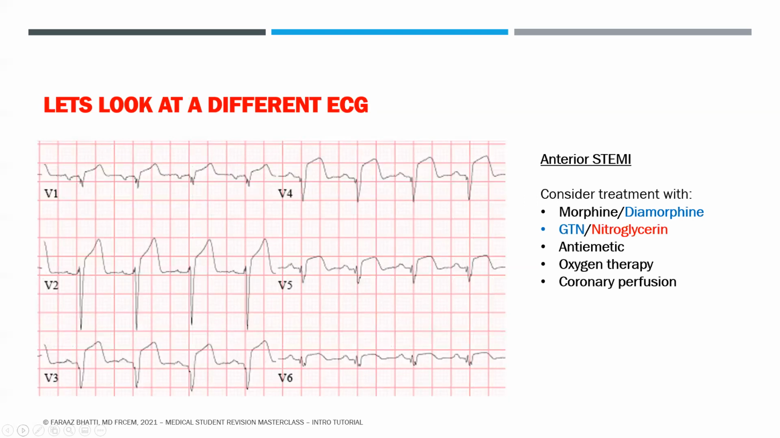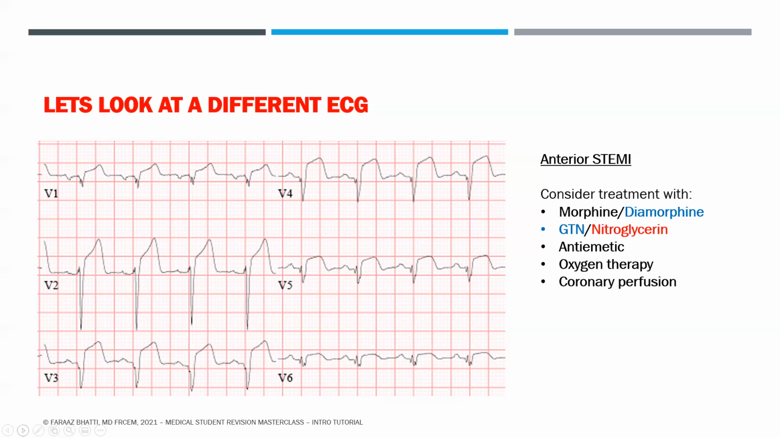So this is a different ECG. As you can see, there is elevation in V1, V2, V3, V4, V5, and some in V6. Here you'd be considering an extensive anterior myocardial infarction, which is likely to be obstructing the left anterior descending artery.